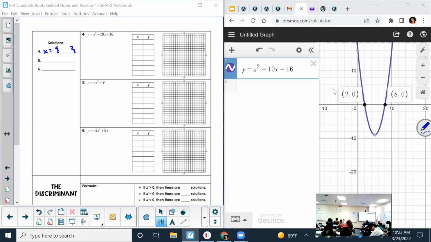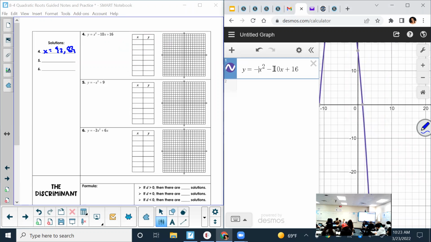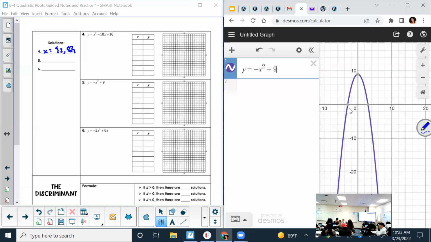You have 2 solutions. Here's what it should look like when you put it into Desmos on the right. It touches the x-axis twice. So what are my 2 solutions? 2 and 8. How many solutions does number 5 have? Well, let's see. No. It has 2 solutions again. It touches the x-axis twice, right? Then what are my 2 solutions?